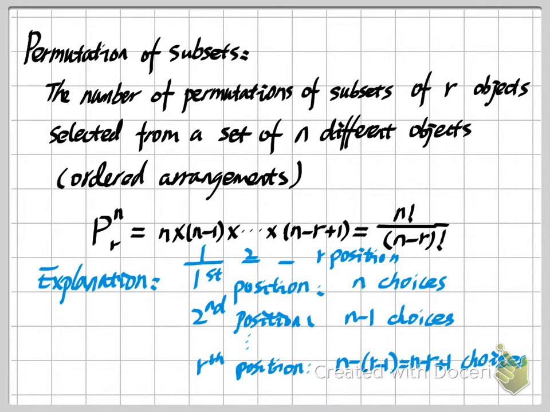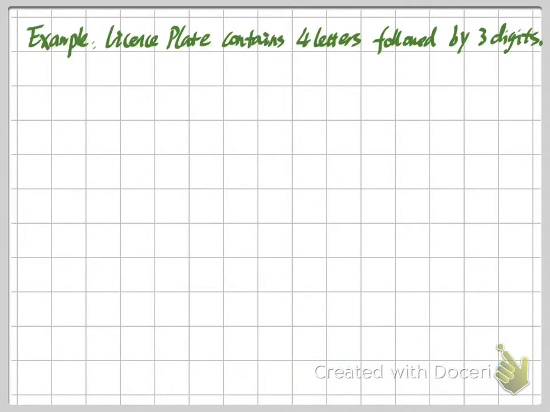We have a different position for each of them. We have N sub 1 choices, N sub 2 choices, or ways to finish the step. So the answer will be to multiply them together. That's why it's N times N minus 1 times, until the last one is N minus R plus 1. Okay, so this is why we have this equation for the permutation of subsets. Now let me give you one example of this permutation of subsets.